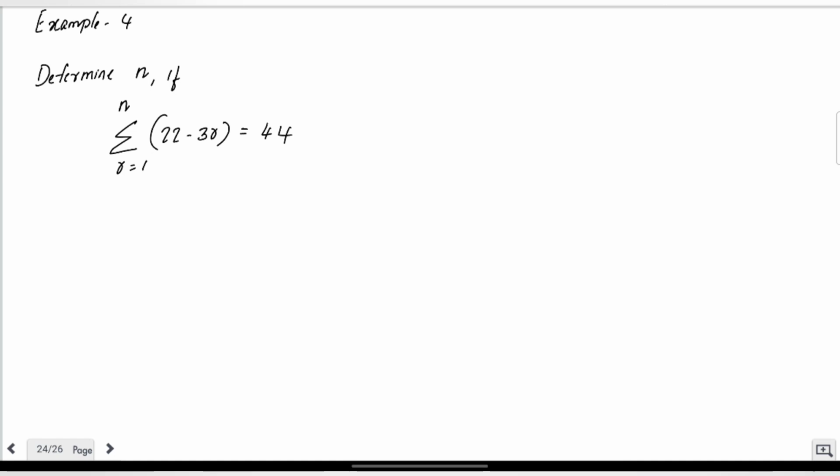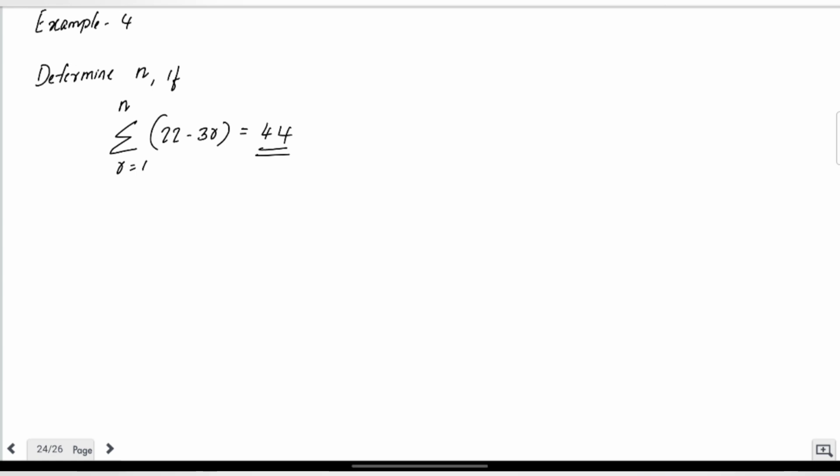Okay. Here numbers are added. Here the answer is given, 44. Some terms are added, and the answer is given. So you want to know how many terms, the value of n you have to find. Okay, so it's starting from 1 up until n, means how many terms are there? n terms are there, isn't it?